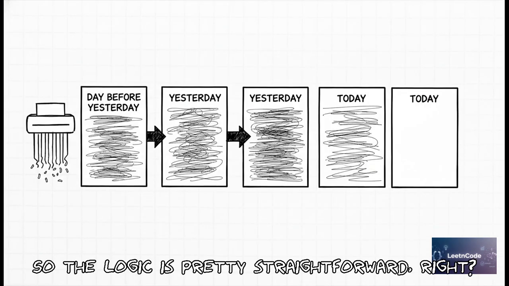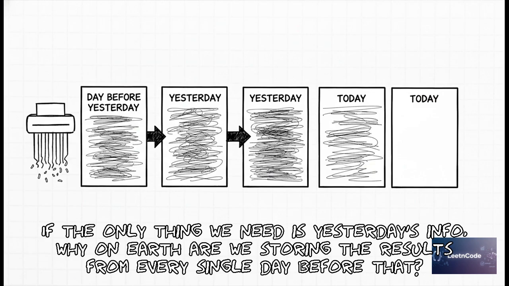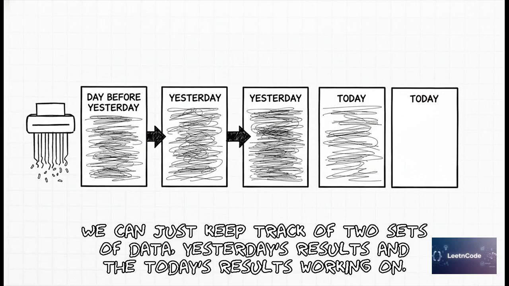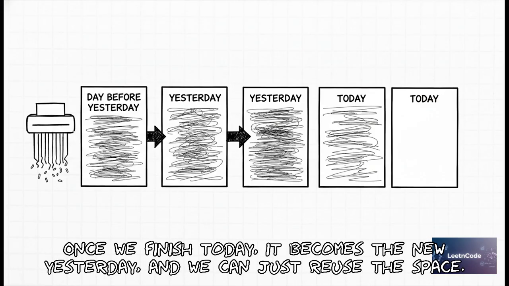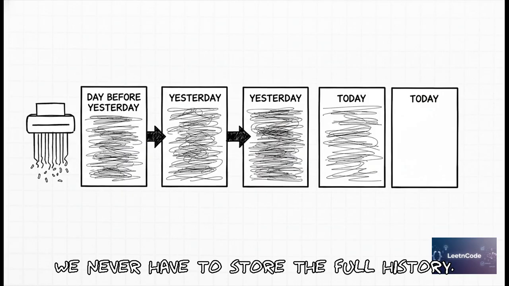So the logic is pretty straightforward, right? If the only thing we need is yesterday's info, why on earth are we storing the results from every single day before that? We don't need to. We can just keep track of two sets of data, yesterday's results and today's results we're working on. Once we finish today, it becomes the new yesterday, and we can just reuse the space. We never have to store the full history.